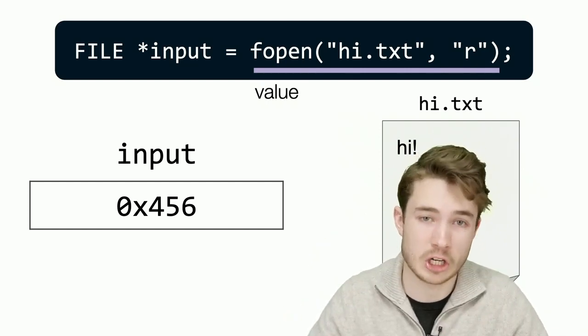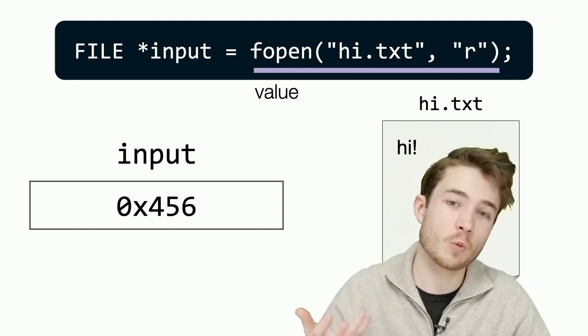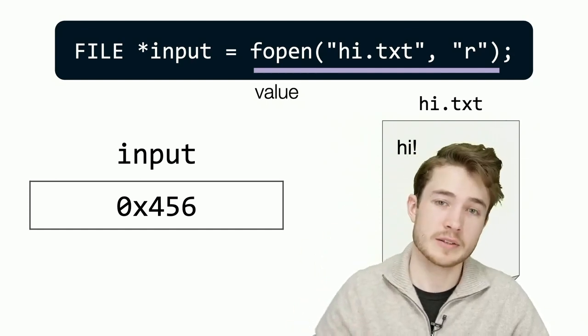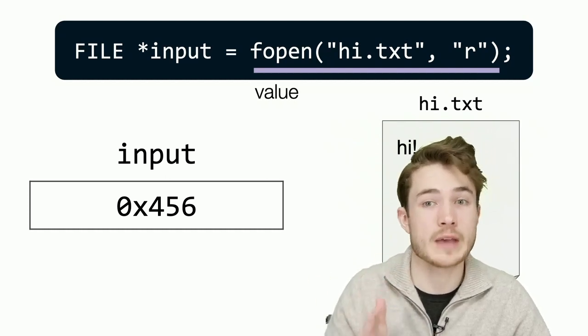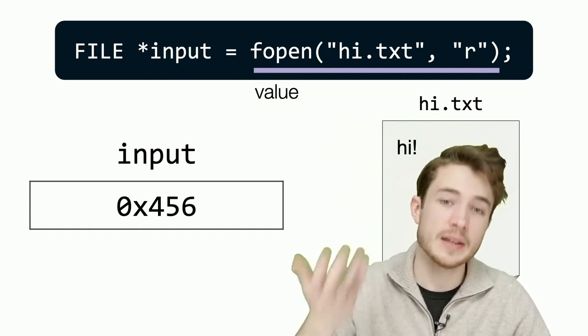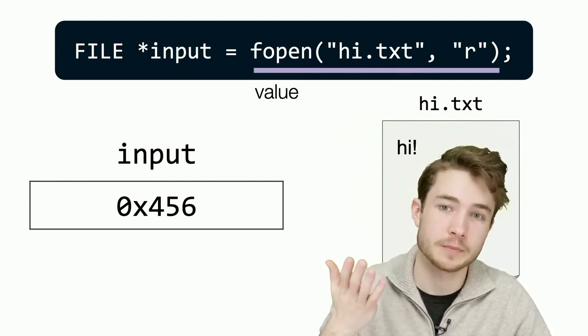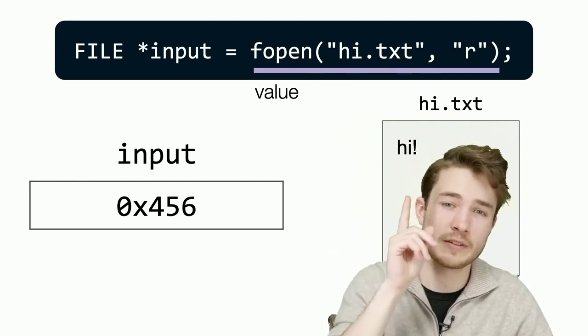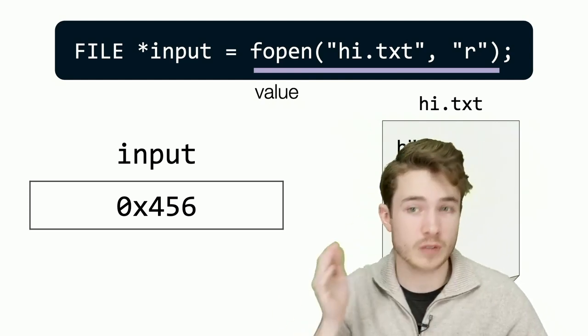So the first argument to fopen, in this case hi.txt, is the file name we want to open. And when we run this, if we give a certain file name, C will look in our current directory for that file name. And if it finds it, go ahead and give us the address of that file. Now, in this case, we have to specify the mode in which we open this file. Is it a reading mode or a writing mode?